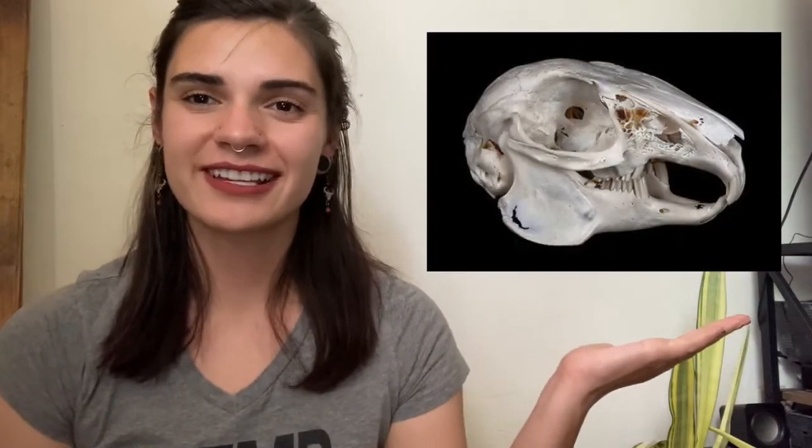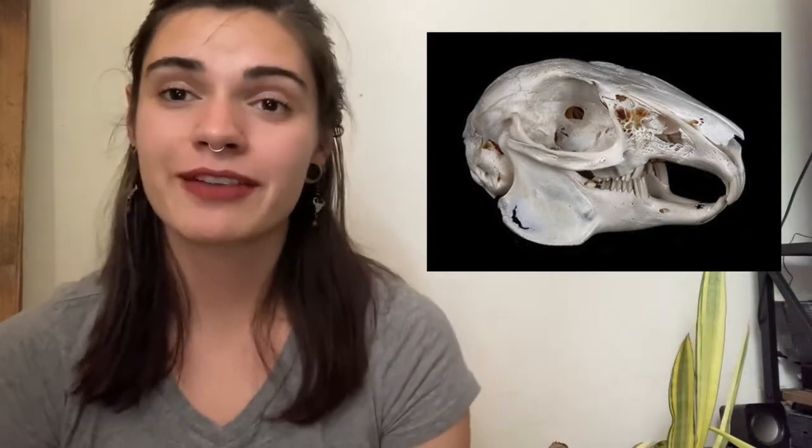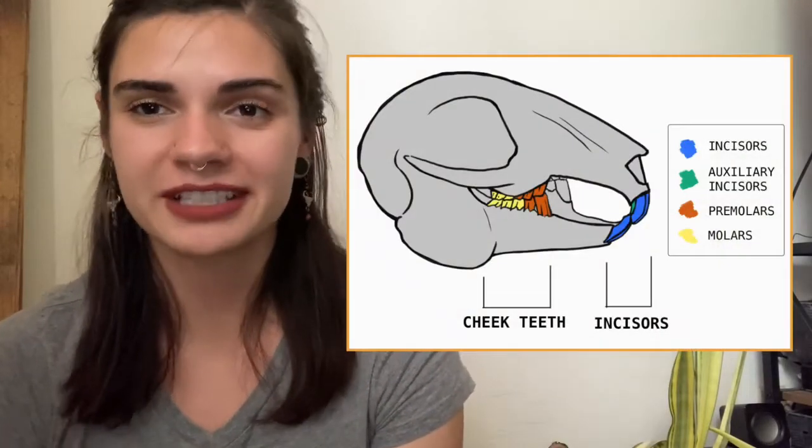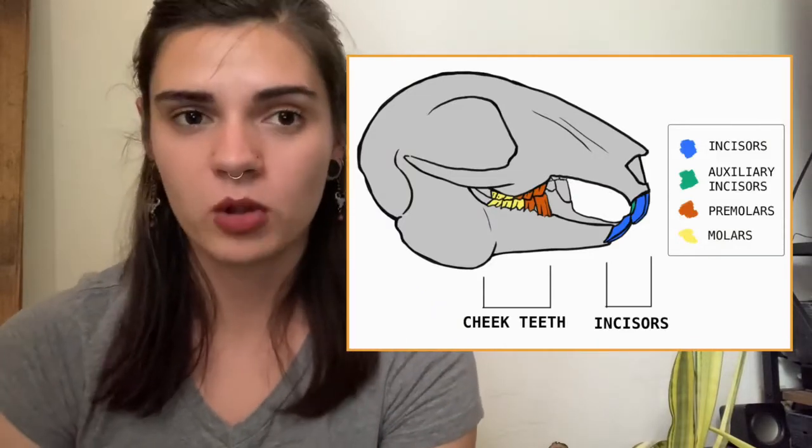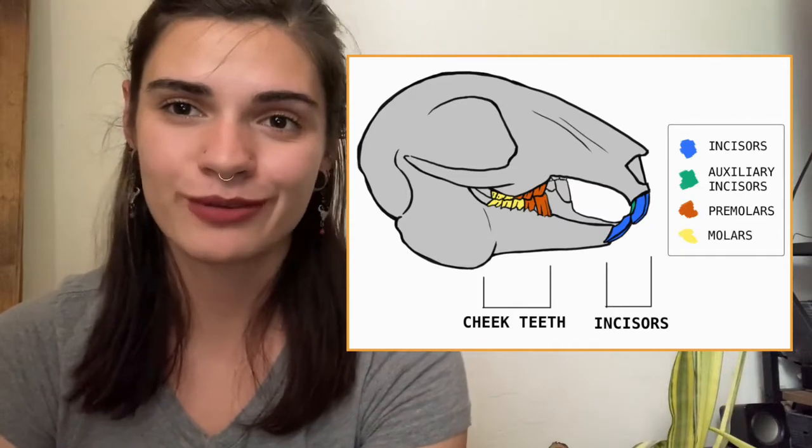Next, we're going to look at the teeth of mammals. This is a rabbit skull. Rabbits have 3 types of teeth. In the front, those really big ones there are called incisors. Behind those are premolars, and in the very back are molars. What do you think each type of tooth does?